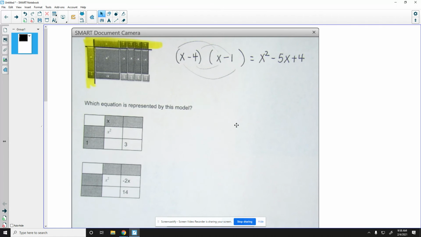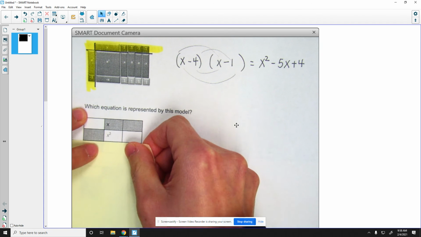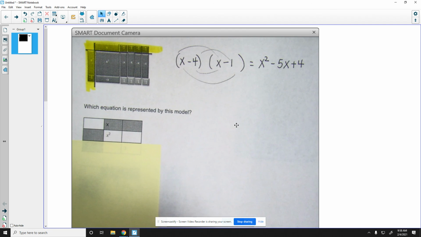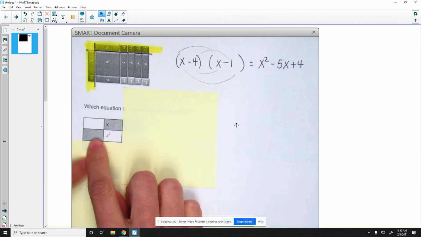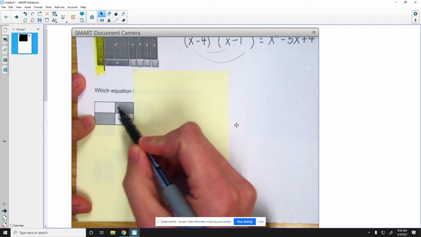Okay, so let me grab some sticky so I can show you how I can focus. So what I would do if I were you is I would say, okay, I see an x squared here. So really, I can just work on this one because isn't this answer this times this?